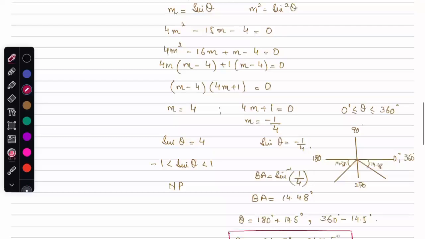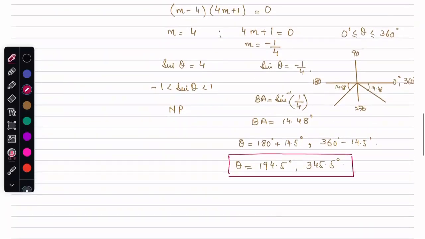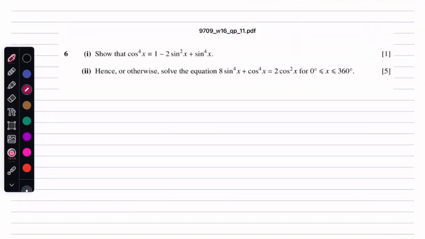So this is how the first question gets solved here. So the second question has been taken from Winter 2016, Paper 1, Variant 1. And the question says, it's question 6 in the paper, and it says, show that cos to the power 4x, there is an identity. It should be written as 1 minus 2 sine square x plus sine to the power 4x.